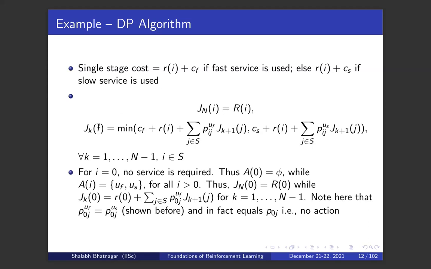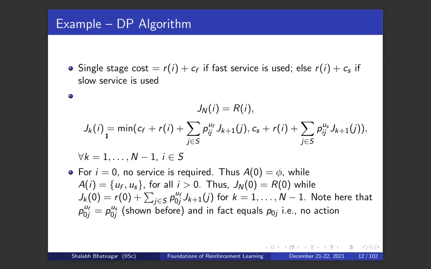And if you write down the dynamic programming algorithm that I described a couple of slides back, this is what it will be: Jn of I is R of I. Jn of I is like the terminal cost, the final function. So that just corresponds to the terminal cost, capital R of I. And then in any of the previous stages, you will find that Jk of I is the minimum over two terms, one term corresponding to the fast service, the other term corresponding to the slow service. You take the minimum term by term and then make a decision on what is the best option here, whether it is the fast service to use in stage n-1, or the slow service in n-1.